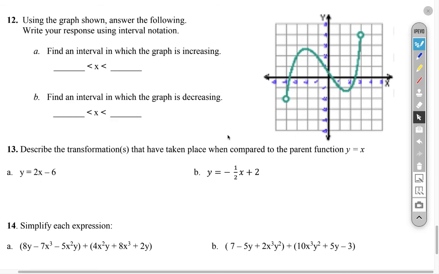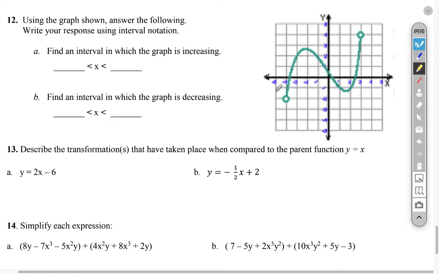All right. So it says, using the graph shown, answer the following, write your response using interval notation. So all we're doing is finding our interval notation, which we've already done. All right, so it says to find an interval in which the graph is increasing. So let's see what we're doing here.